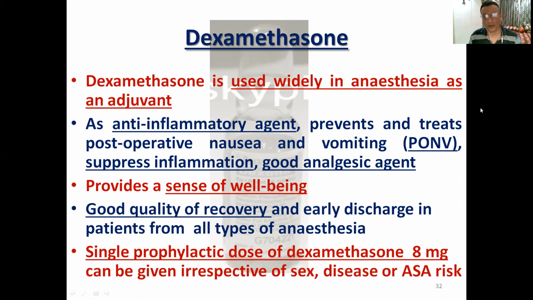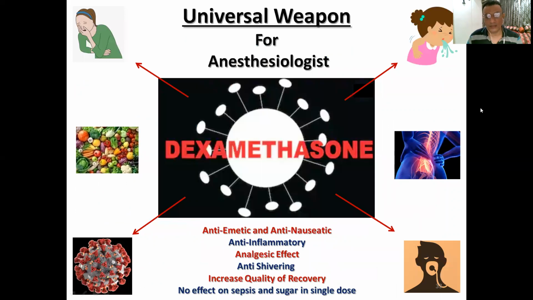And a single prophylactic dose, believe me, does not... A single dose is 8 milligram, or 8 milligram can be given irrespective of the disease. And one dose never increases any sugar level in your body. So it is antiemetic, anti-nauseatic, anti-inflammatory, analgesic, anti-shivering, increases quality of recovery, and there is no effect on sepsis and sugar in a single dose.